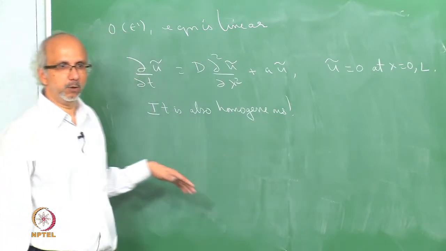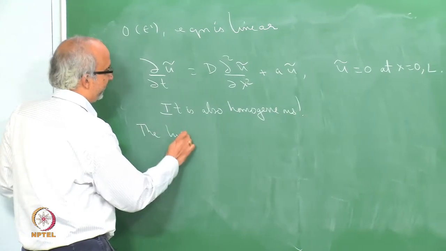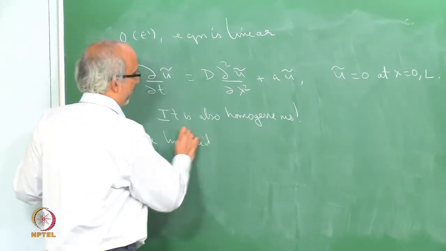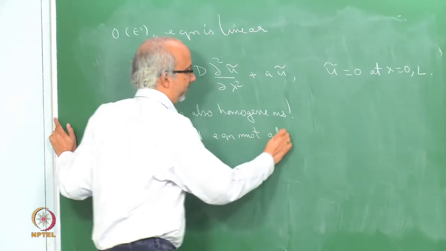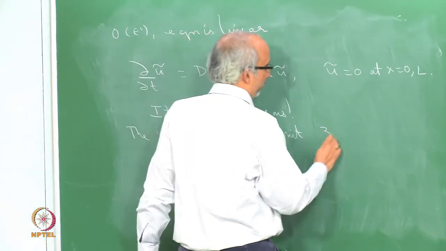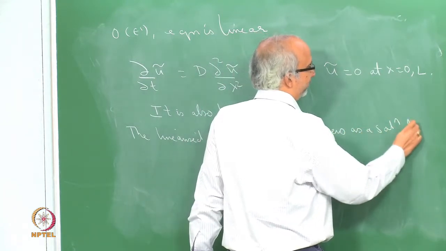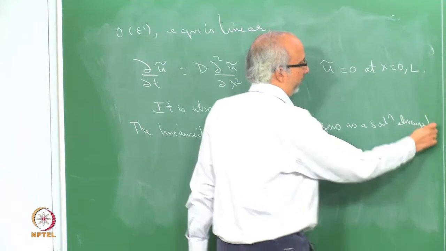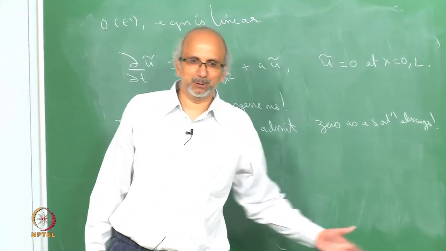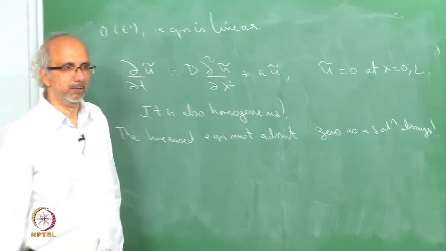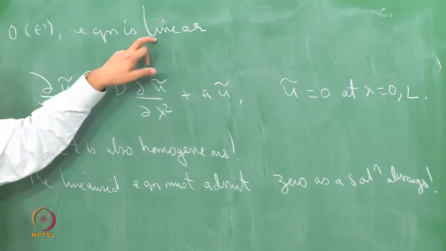Okay? So the linearized equation must admit 0 as a solution always. So that's a simple check you can make. Now just because it admits 0 as a solution doesn't mean you have it right, but if it doesn't admit it, it's wrong. Okay? So I think that's the only thing you can do. So what I'm trying to tell you is that this is linear and homogeneous.